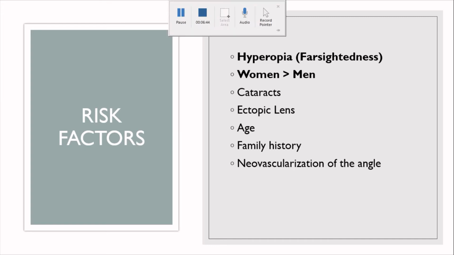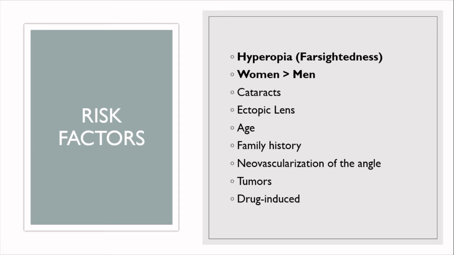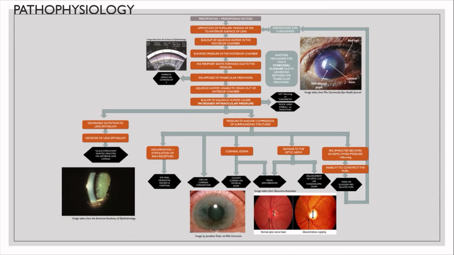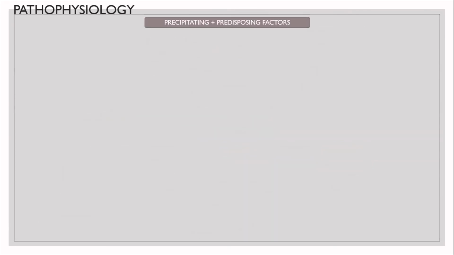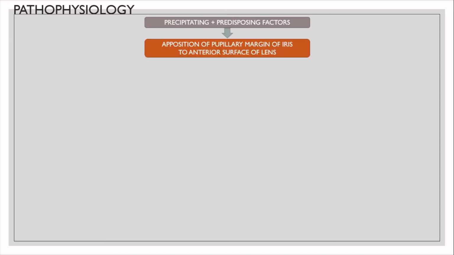Next is neovascularization of the angle and tumors, which can both cause physical blockage of the angle, and it can also be drug-induced. So let us go to our pathophysiology. Given the above risk factors, what happens is that the pupillary margin of the iris becomes opposed to the anterior surface of the lens.